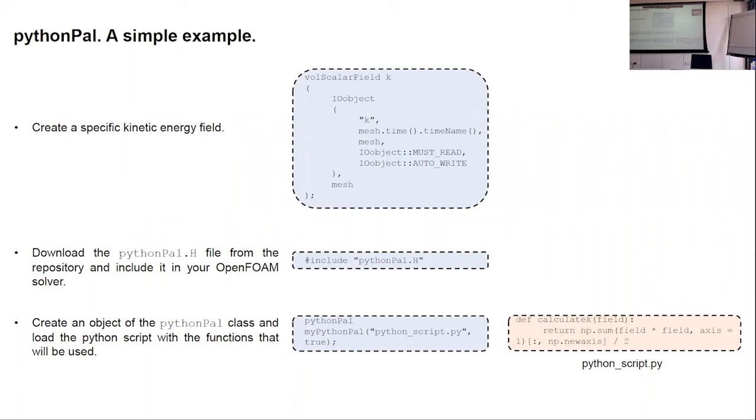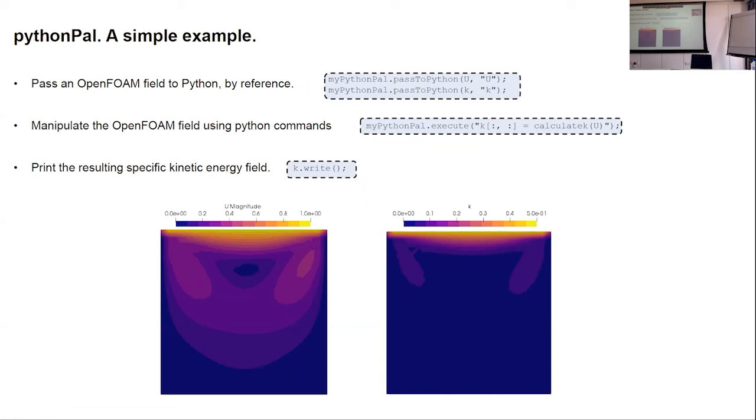The Python script defines a Python function here, which basically receives a field. In this case, it will receive the velocity field and return the specific kinetic energy. We take the OpenFOAM field name U and create the same on the Python side with the same name, U. That's what we are doing here, both for U and for K. And once it is linked with Python, we simply say K will be the result from calculating K when passed the U field. And we write the results. We run the classic cavity case, and these are the results, which are the ones we were expecting.